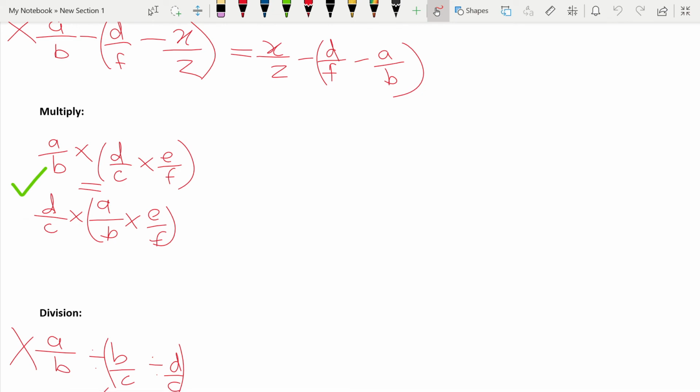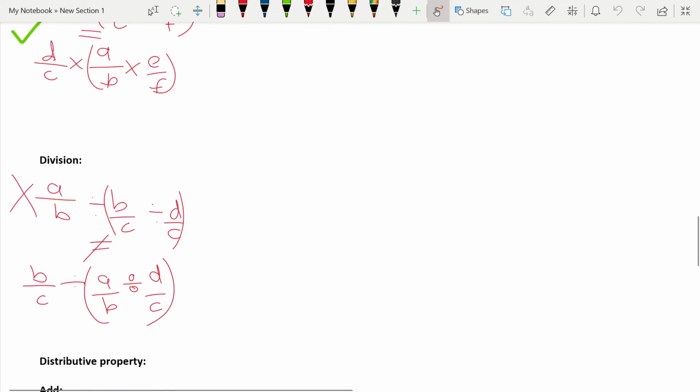Multiplication can be a by b times d by c times e by f is equal to d by c times a by b times e by f. Okay, so multiplication is right.